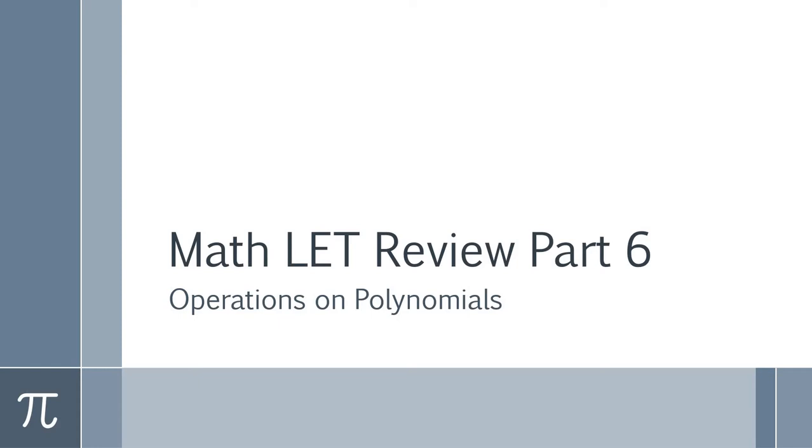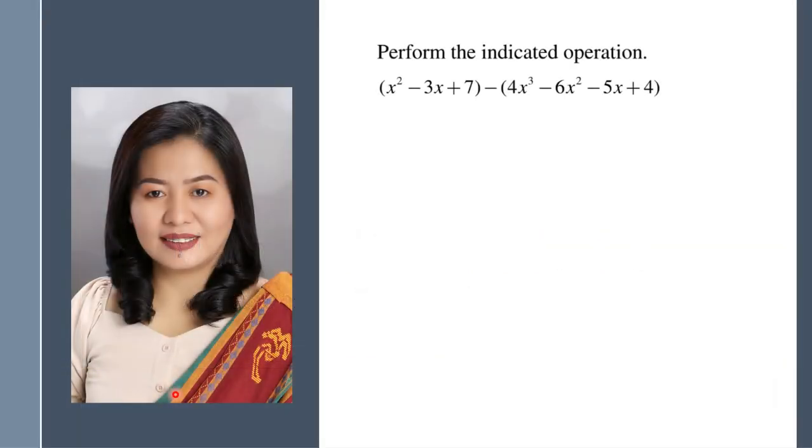This is Math Let Review Part 6, focusing on operations on polynomials. Our first given is x squared minus 3x plus 7 minus the polynomial 4x cubed minus 6x squared minus 5x plus 4. So it would help us if we are going to solve vertically. But first, we have to take out the parentheses.